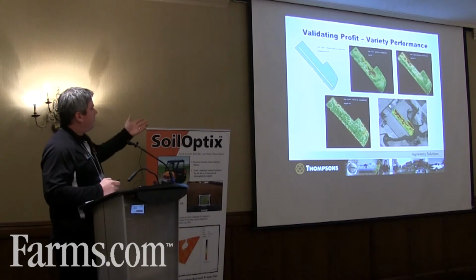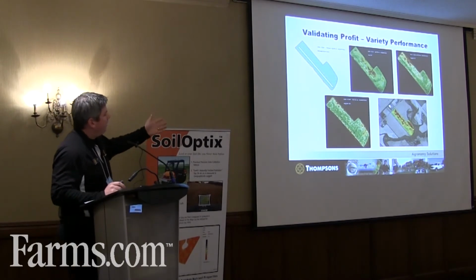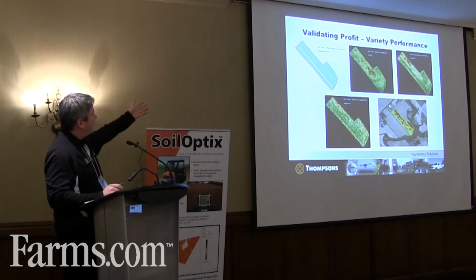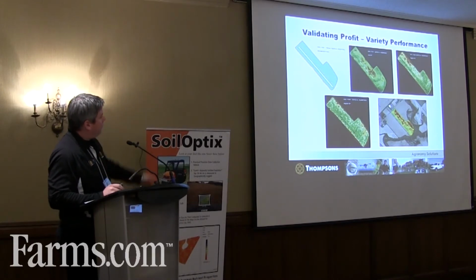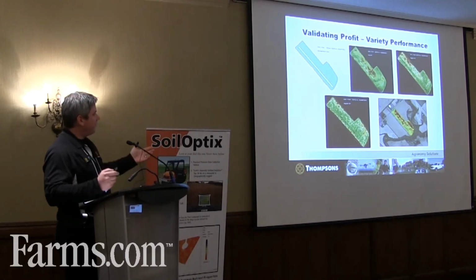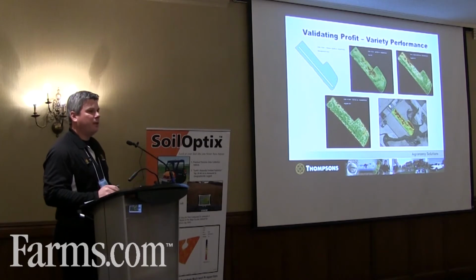So here's some NDVI shots. This is a variety side by side. It is variety A versus variety B. The white strip is the test. That's the new variety put on the farm that we want to see. Is it going to out-yield what I'm currently doing?